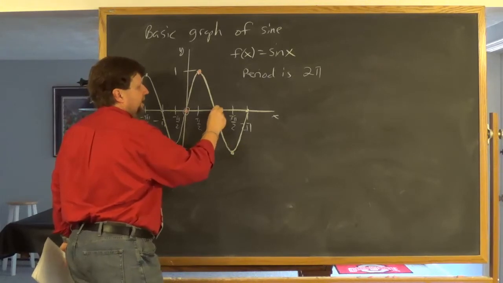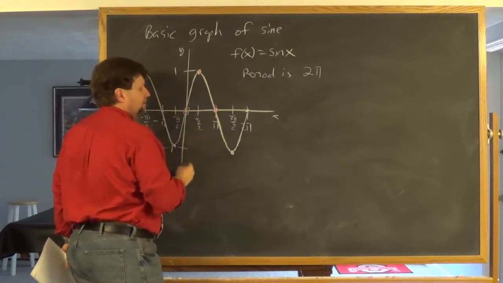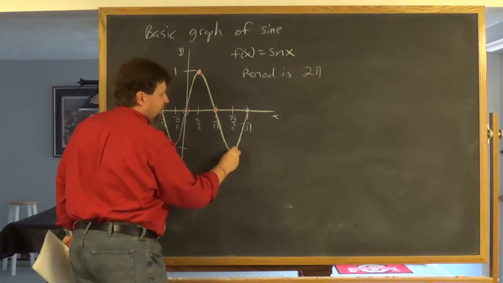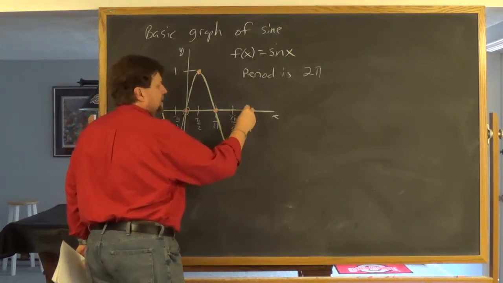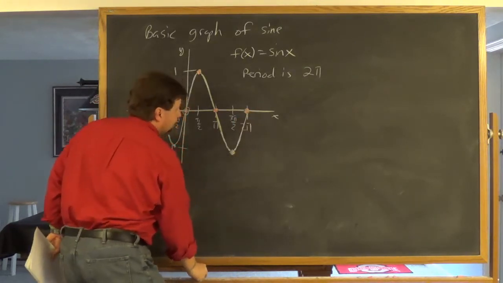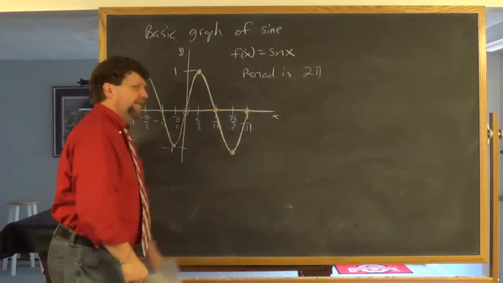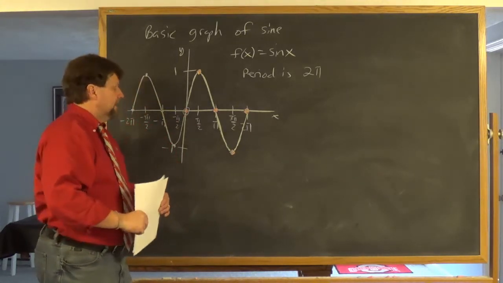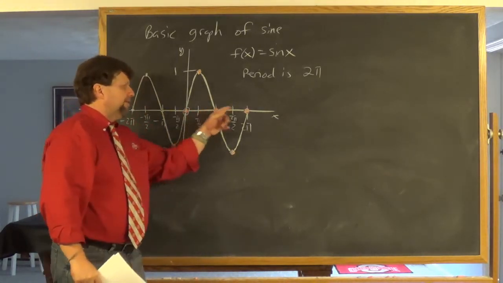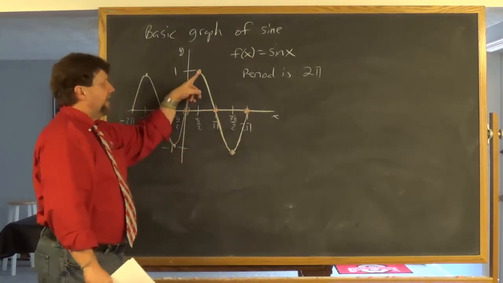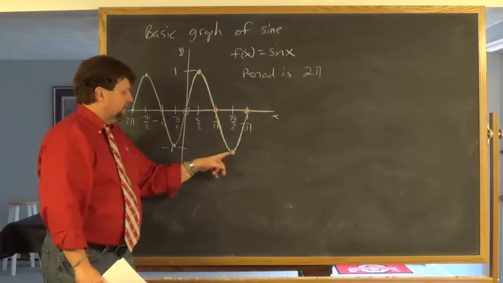It's this point here, pi, 0. This point here, 3 pi over 2, negative 1. And it's this point here, 2 pi, 0. Notice that these 5 key points, or what your book calls the 5 quarter points, are where the basic graph of sine either has an x-intercept, reaches a maximum value, or reaches a minimum value.